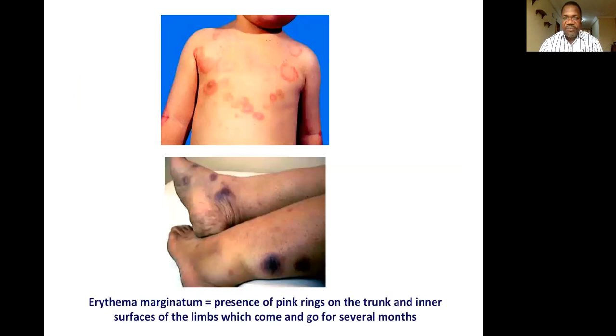You can also see other patients developing what we call erythema marginatum. It is actually the presence of pink rings on the trunk, or you can see here on the limbs. This is how it looks in someone with light skin, and here is what you see in someone with dark skin. So this is called erythema marginatum, and it's associated with streptococcal infection.